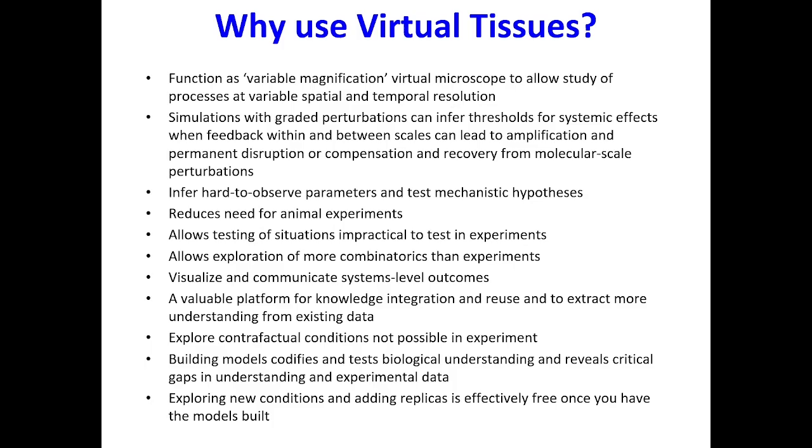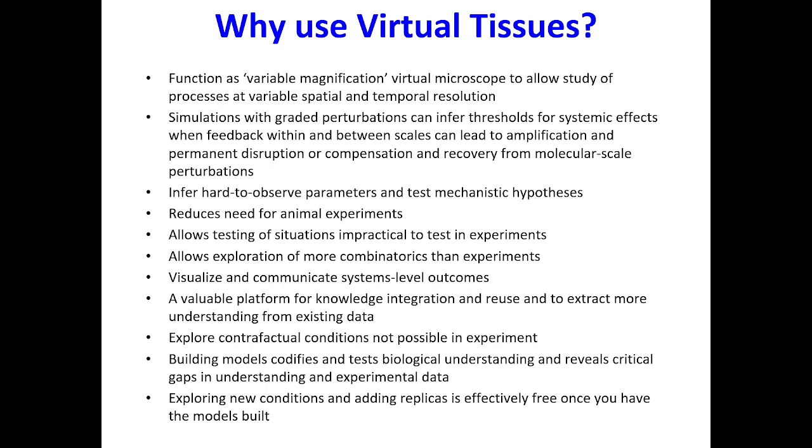So why use virtual tissues? There's a number of reasons why we use virtual tissues. We're just going to highlight a few of them here. One of the big ones is that they function as a variable magnification virtual microscope that allows us to study processes at variable spatial and temporal resolution, so we can actually look at a phenomenon at different scales using the same simulation architecture in a way that is more difficult to do experimentally.